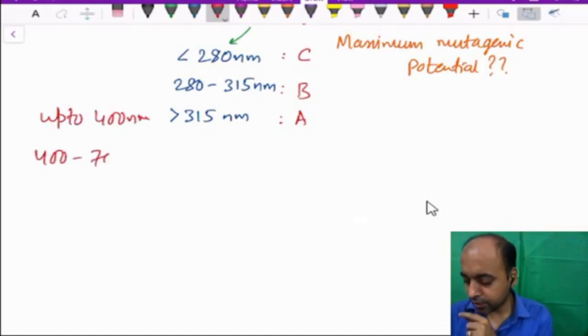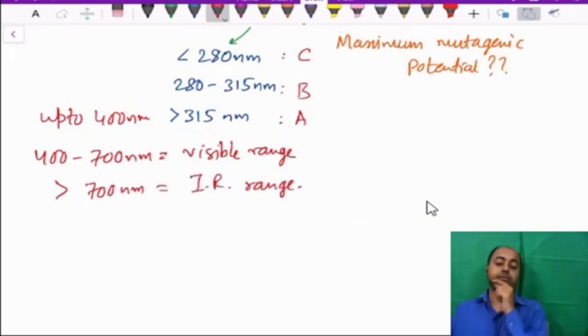400 to 700 nanometer is the visible range, and greater than 700 nanometer is the infrared range. Very good. So the correct answer should obviously be less than 280 nanometer.